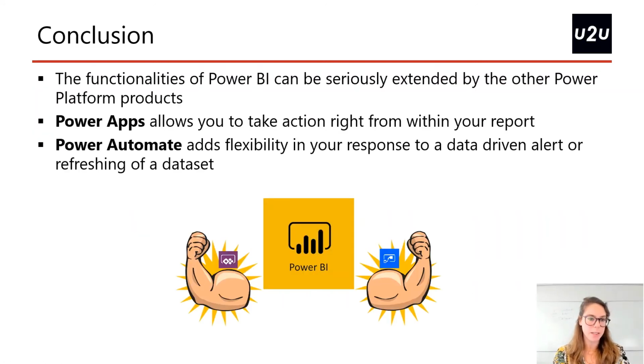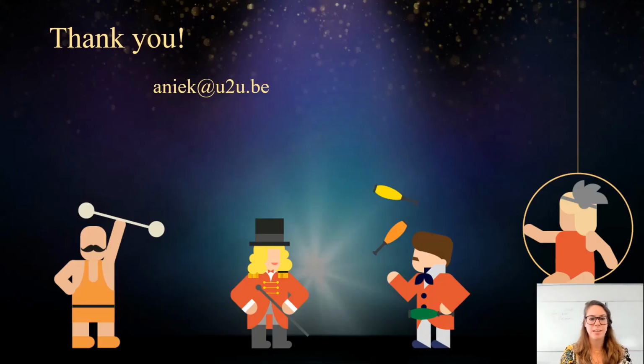All right, so let's finish off here then. I think in conclusion, the functionalities of Power BI can be really extended by the other Power Platform products. So with PowerApps, we can take action right from within our Power BI report, and with Power Automate, we can respond much more flexibly to a data-driven alert or with regard to refreshing our dataset. So I think they really make each other even stronger, and I hope that you saw how in this presentation.